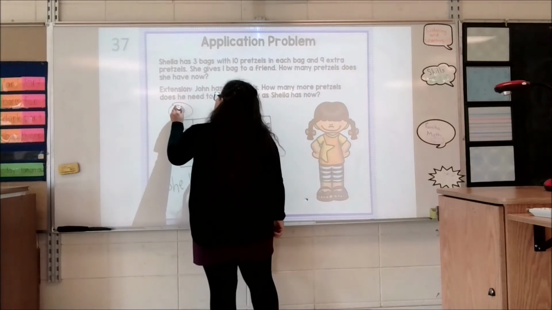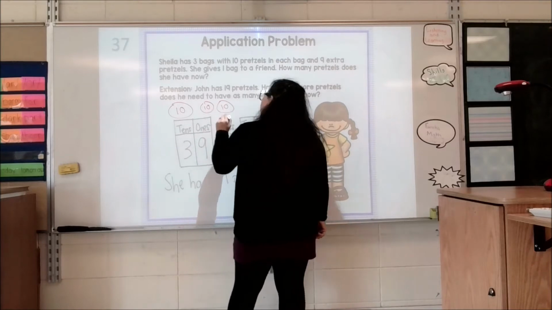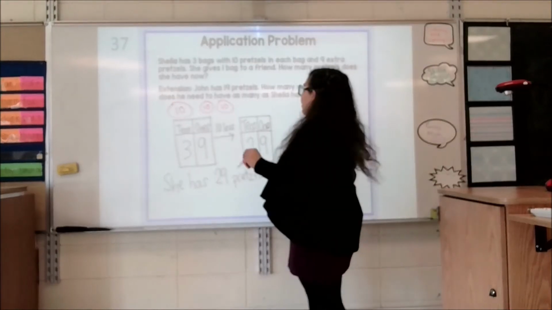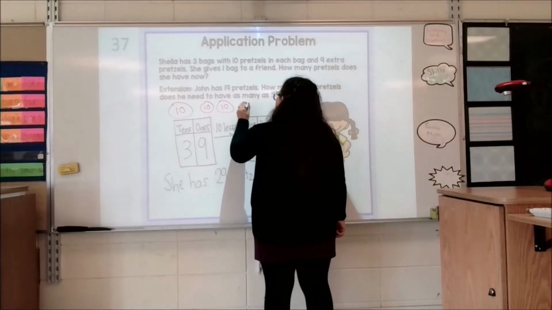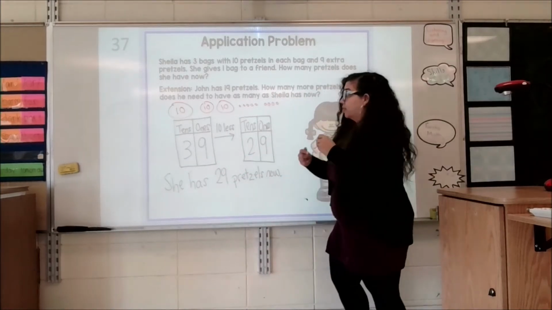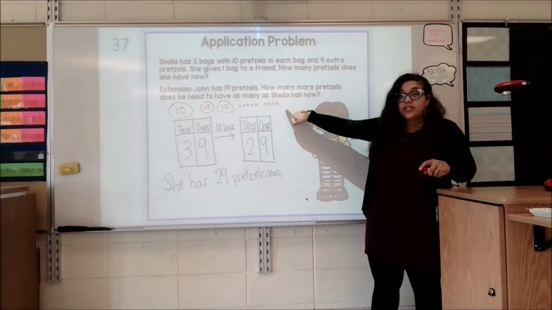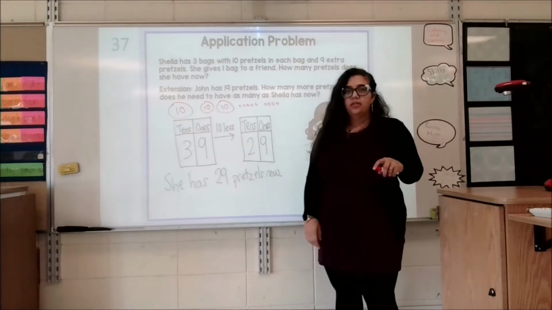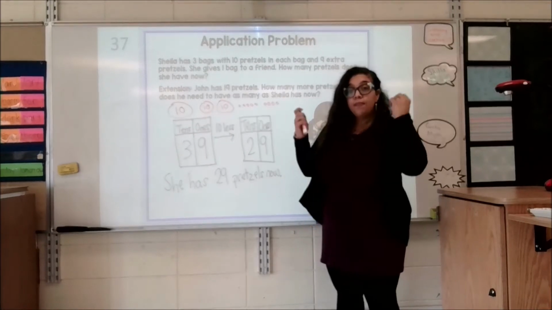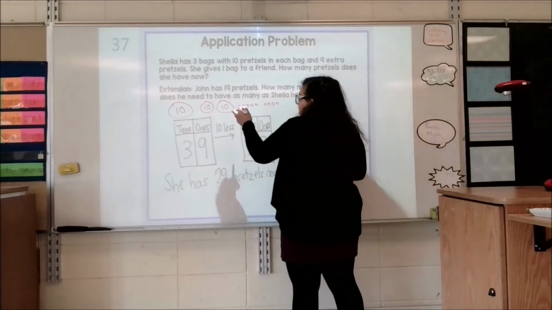1 bag of pretzels, 2 bags of pretzels, 3 bags of pretzels, right? And then 1, 2, 3, 4, 5, 6, 7, 8, 9 more pretzels. Did she give away one of her little pretzels? Or was she a generous giver and give away a bag of pretzels? She gave away a bag of pretzels. So let's take away a bag of pretzels by crossing them out.